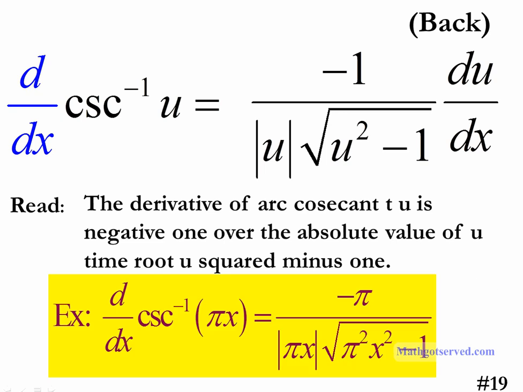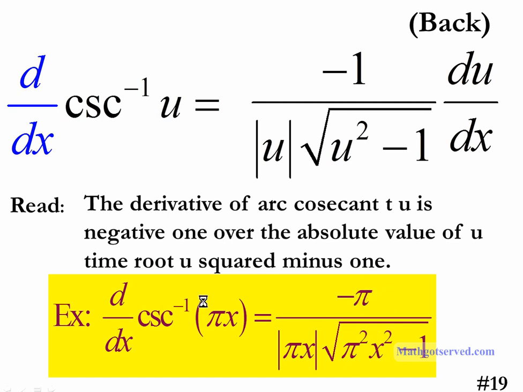The derivative of the arccosecant of pi x. Pi x is our inner function. We have a composite function here, so we're going to differentiate just the outer function. We'll have 1 over the absolute value of u times root u squared minus 1. In this case, u is pi x, so the absolute value of u is the absolute value of pi x. U squared is pi x quantity squared, which simplifies into pi squared x squared, minus 1.